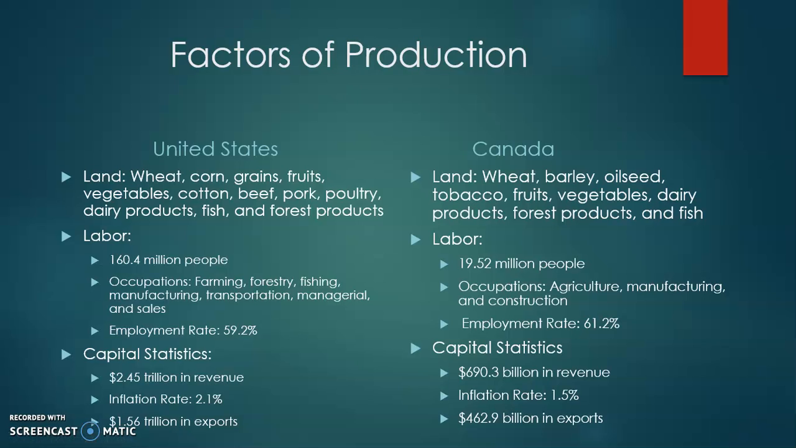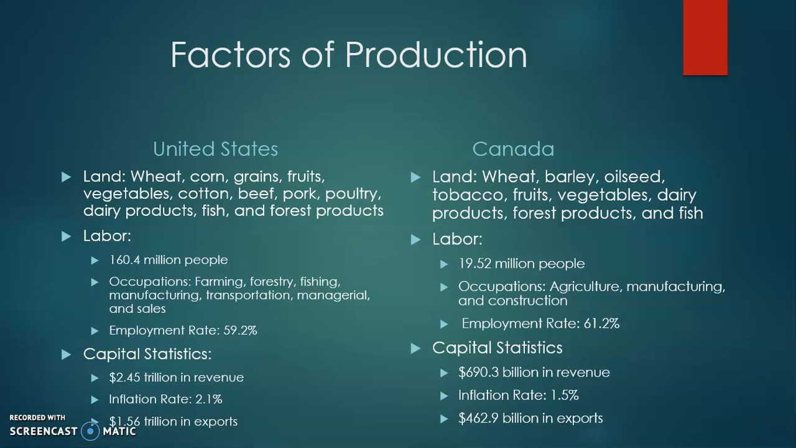So to start, we're going to compare the factors of production. Basically, there are three separate categories for the factors of production. Those would include land, labor, and capital statistics. Going through the United States, currently some production that they use their land for would include wheat, corn, grains, fruits, vegetables, cotton, beef, pork, poultry, dairy products, fish, and forest products.